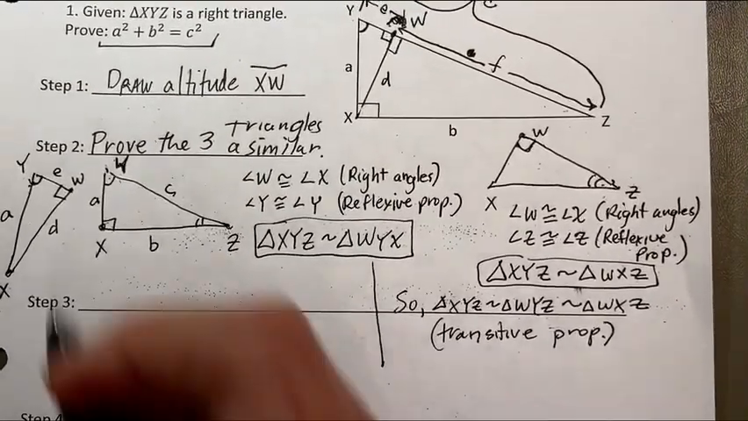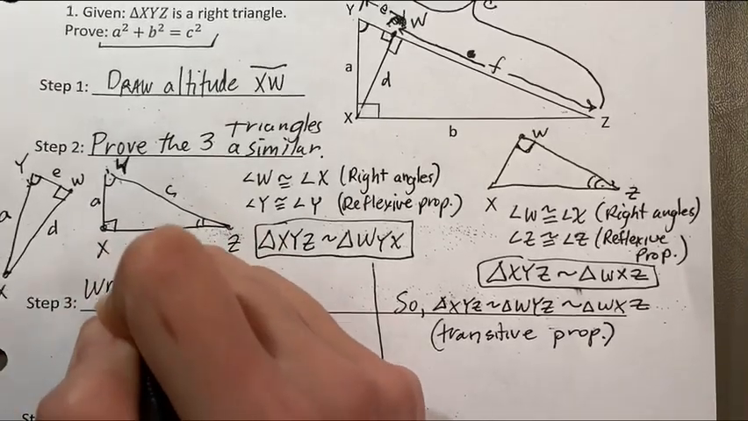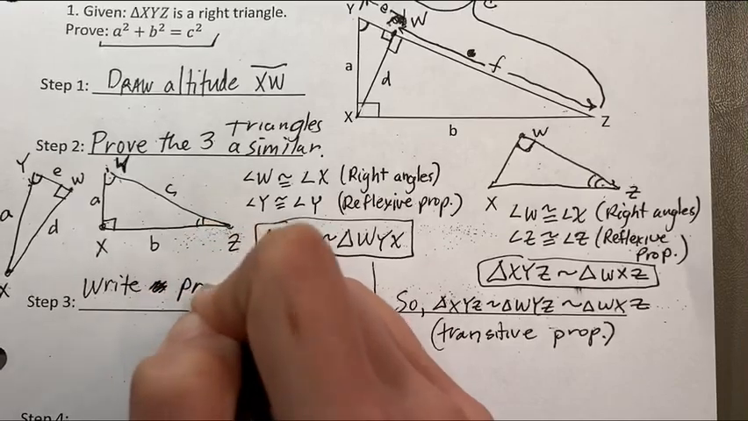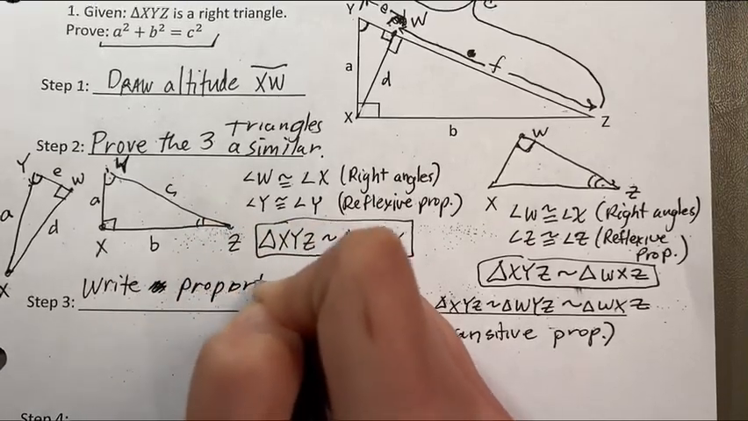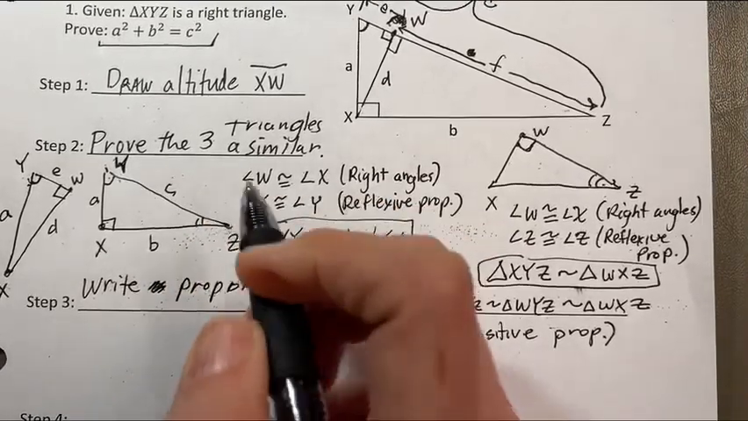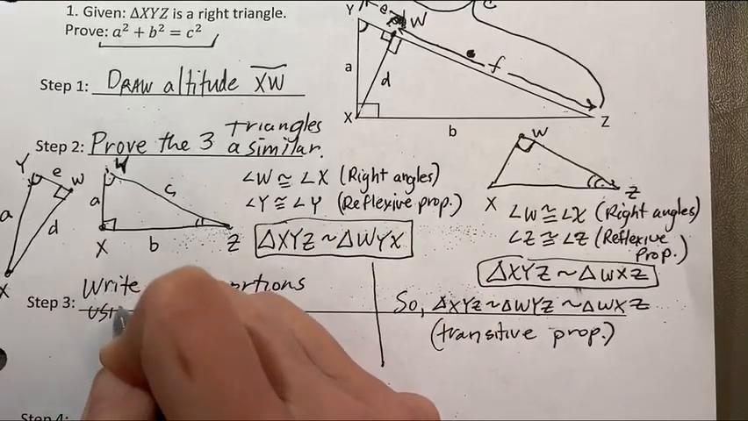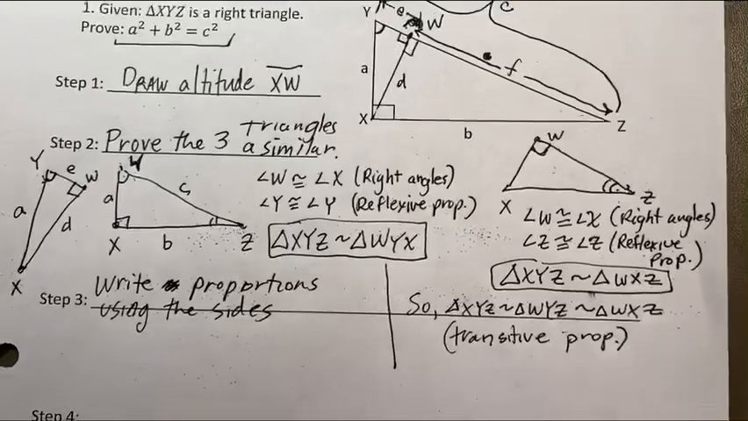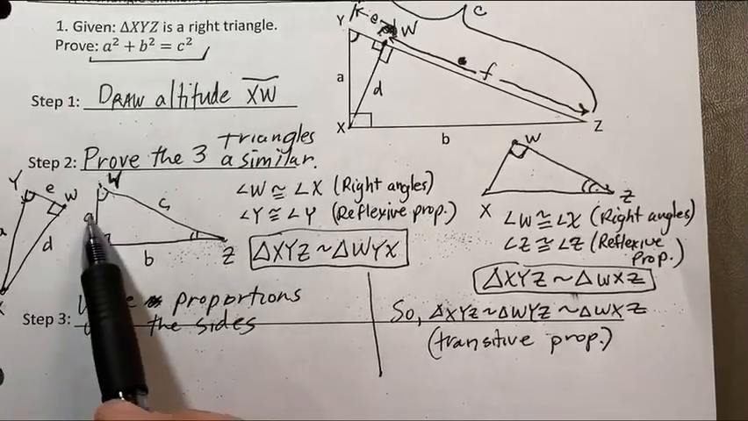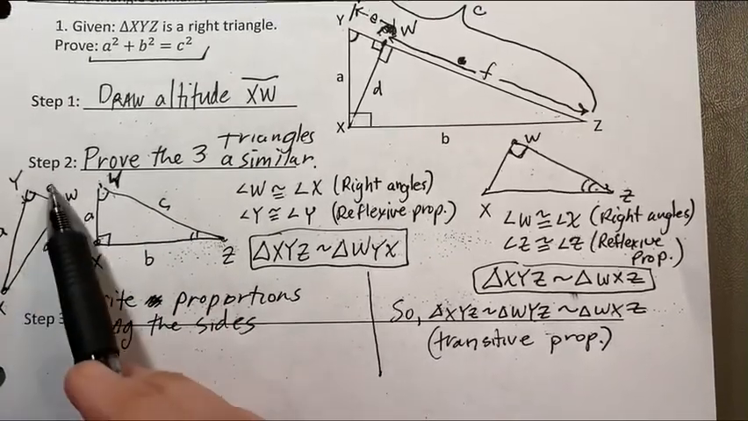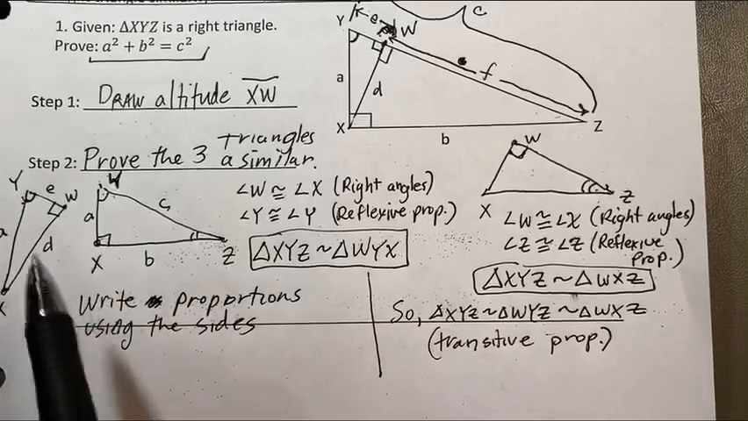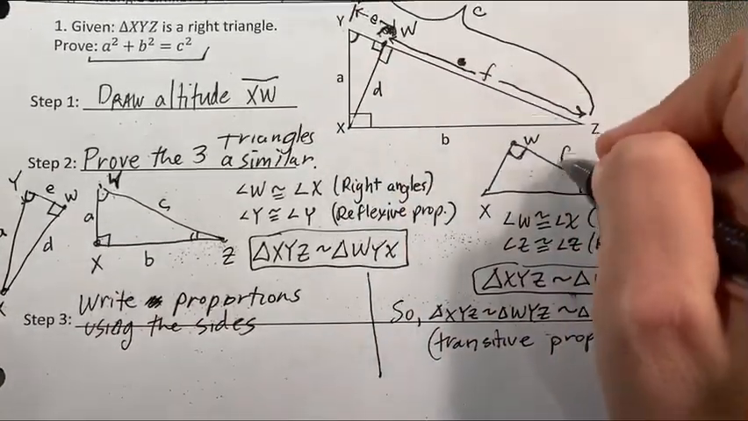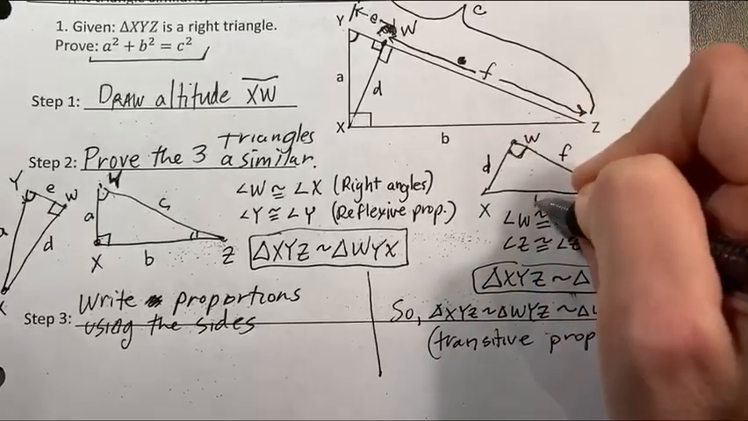Okay, so step 3, what do we have to do next? We need to write proportions using the legs of these triangles, using the sides. Okay, so let's do it. Now we actually name these sides so it goes a little A, B, C, and D, A, E, D. Let's do this teenager one. I guess this side is F, this is D, and that is B.